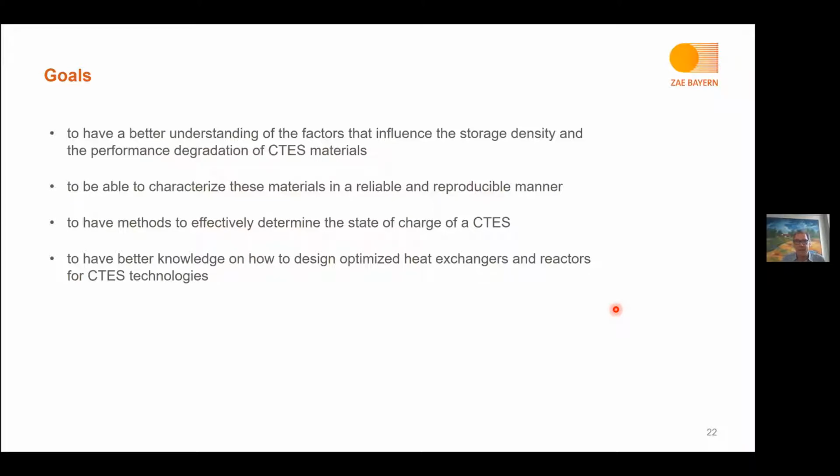And finally, we want to have still a better knowledge on how to design optimized heat exchangers and reactors, how can we really design them and integrate the new materials we found. So this is again the interaction of materials and the components.